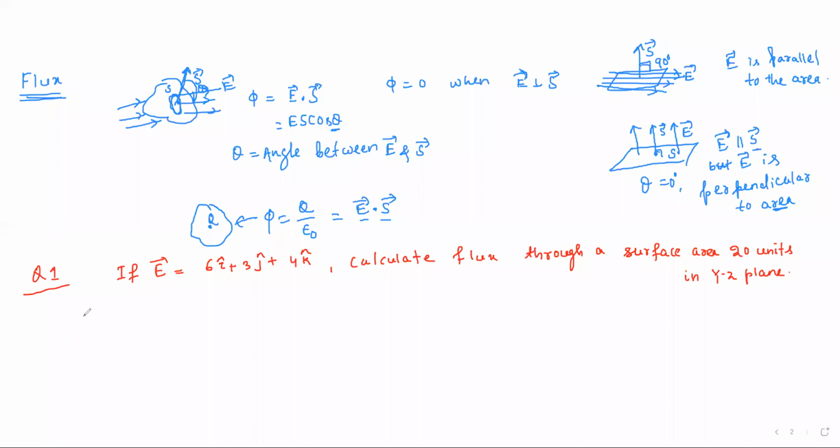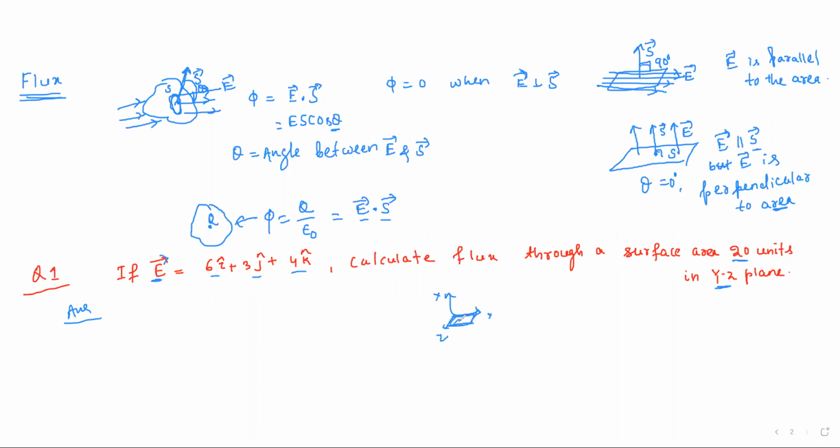So the question is: the electric field in vector form is given as 6 i cap plus 3 j cap plus 4 k cap, and we need the flux through a surface of area 20 units in the YZ plane. YZ plane means, suppose this is the x-axis, this is the y-axis, and this is the z-axis. This plane is the YZ plane.